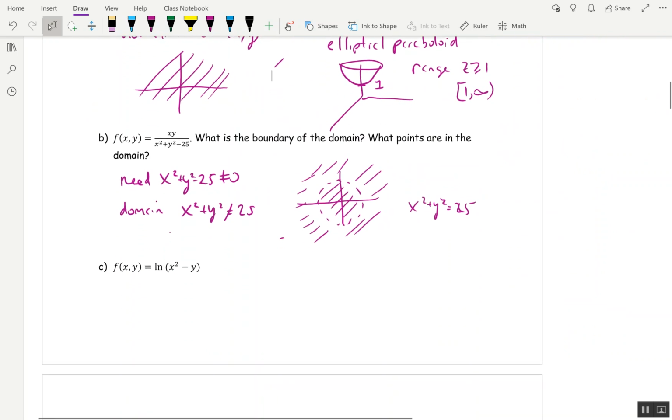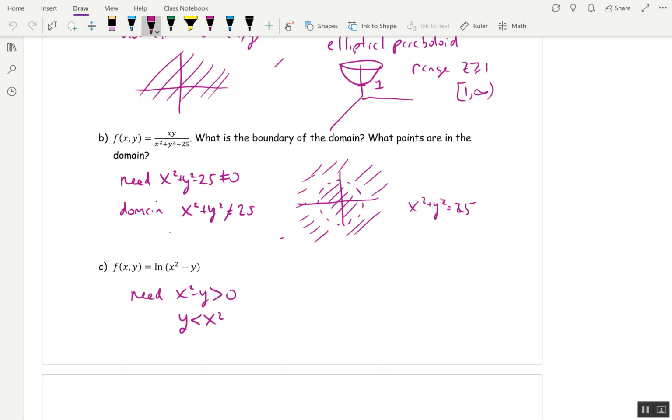Okay, let's look at another one. Logarithms. Remember the rule for finding the domain of a log. You take the argument and you set it strictly greater than 0. So we need x squared minus y to be strictly greater than 0, because you can't take log of a negative number. You also can't take log of 0. So that means y should be less than x squared.